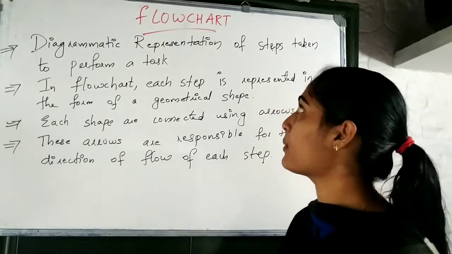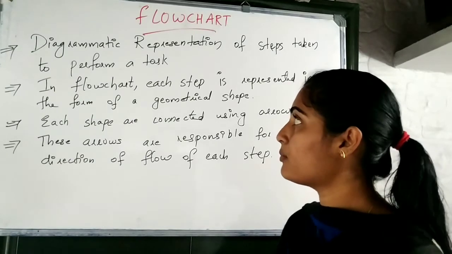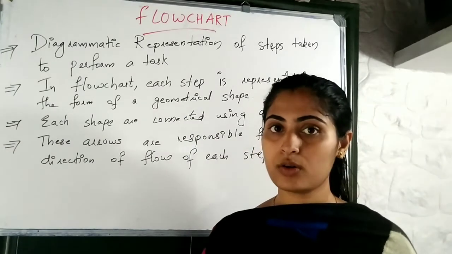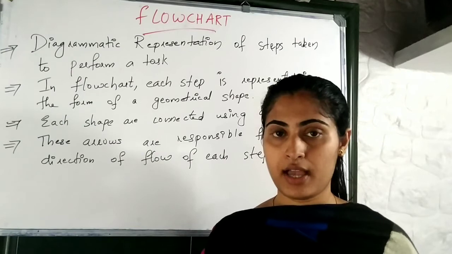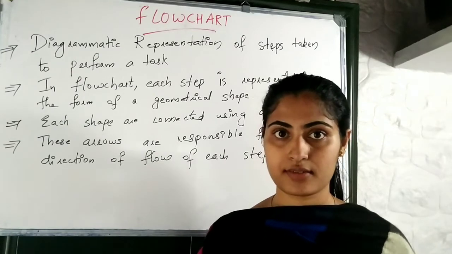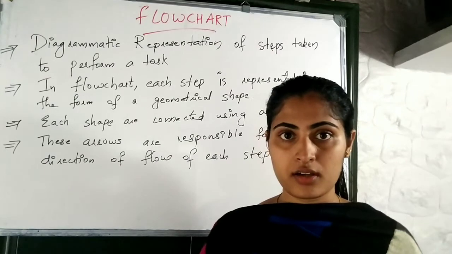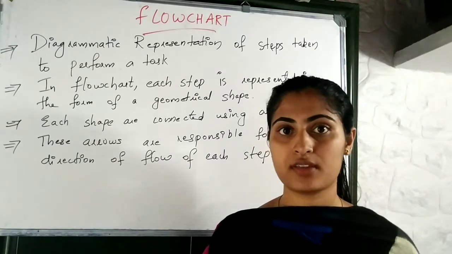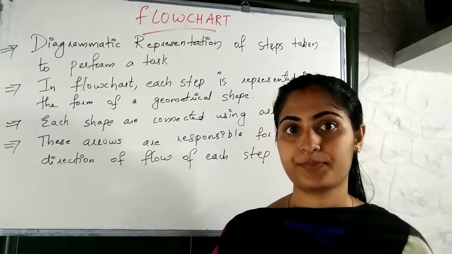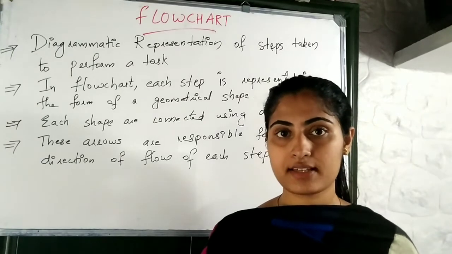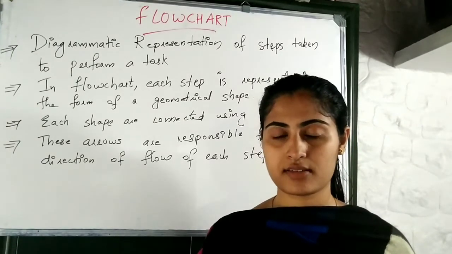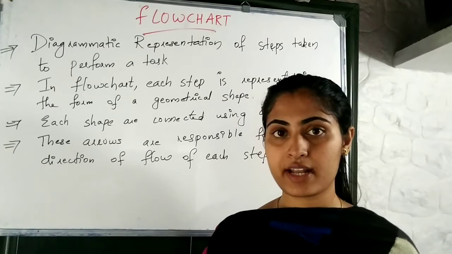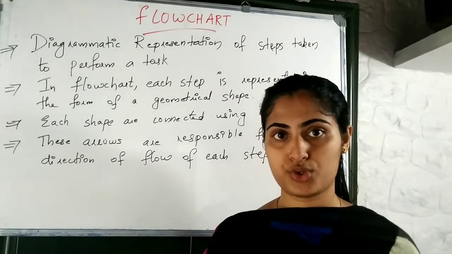Flowchart means it is the diagrammatic representation of steps to be performed, steps taken to perform a task. That is, in algorithm we are writing step-by-step procedures, and in each step we write short sentences. These short sentences can be converted into the form of diagrams and shapes. That is what we mean by this flowchart. Whatever we are writing inside the algorithm are short sentences, each step. We can convert the short sentences into different diagrams and shapes. That is what we mean by flowchart.